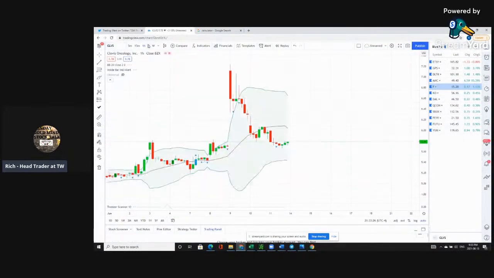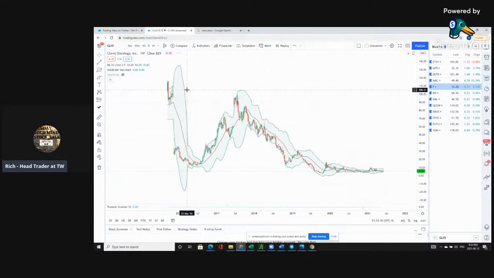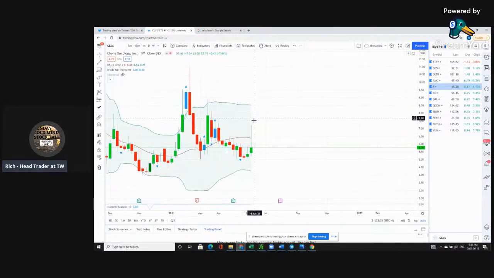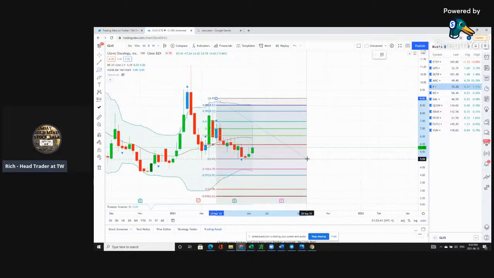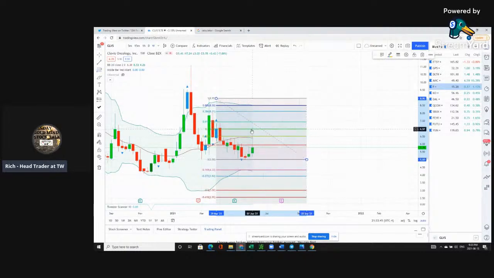CLVS. Okay, weekly. So always start with the weekly. Clovis Oncology Inc. You see this wick right here. This wick is a Fibonacci for sure. Let's draw it together. Take it from this swing high to low. Right there, that is a 50% short. That's an algorithm. This is an algorithm that's just waiting here. So you have to understand.